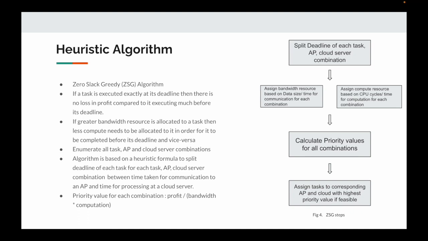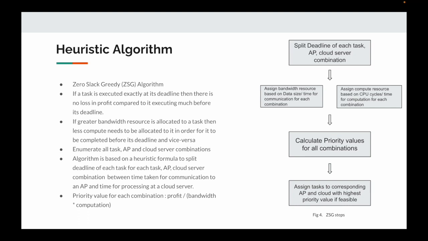So the steps of ZSG are that we first enumerate all task, access point, and cloud server combinations. Then the algorithm, based on a heuristic formula, splits the deadline of each task, for each task, access point, and cloud server combination, between the time taken for communication and time taken for processing.